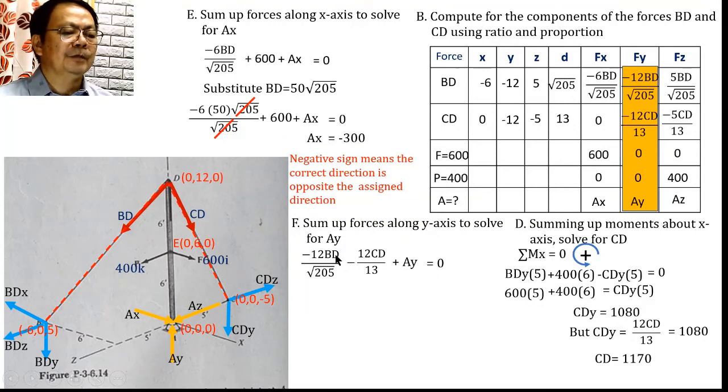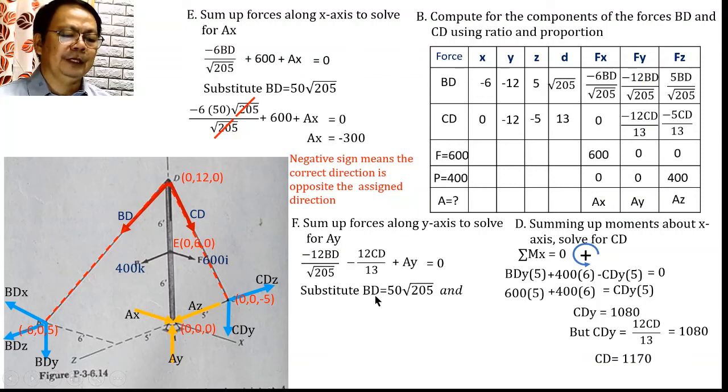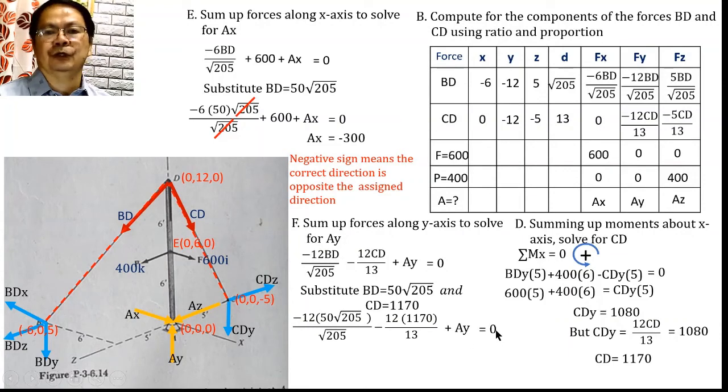Again, we shall be substituting the value of BD, which is 50 the square root of 205, and the value of CD, which we already computed to be 1170. So when we substitute, 12 multiplied by 50 times the square root of 205 divided by the square root of 205 minus 12 times 1170 over 13 plus AY shall be equal to 0. When we simplify, this will cancel. We solve for AY, and AY will be 1,680.